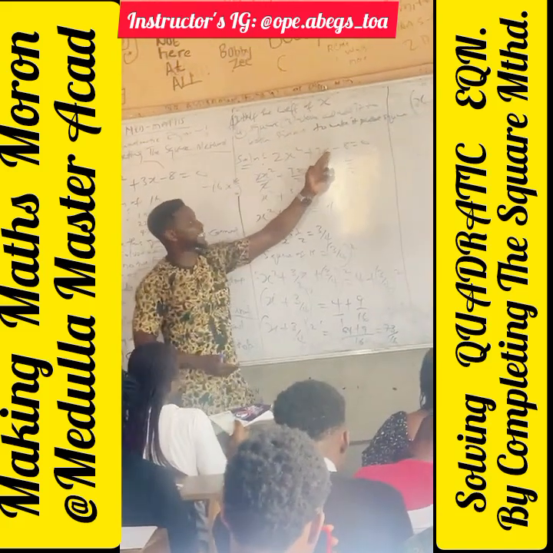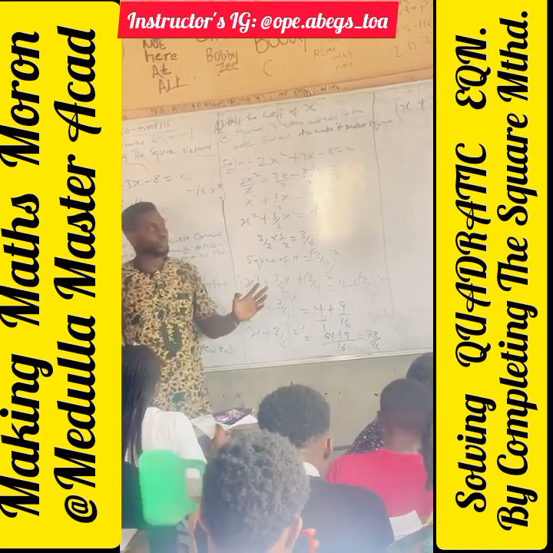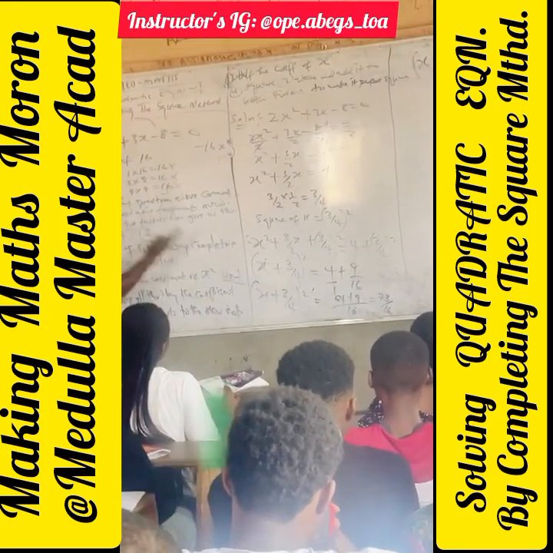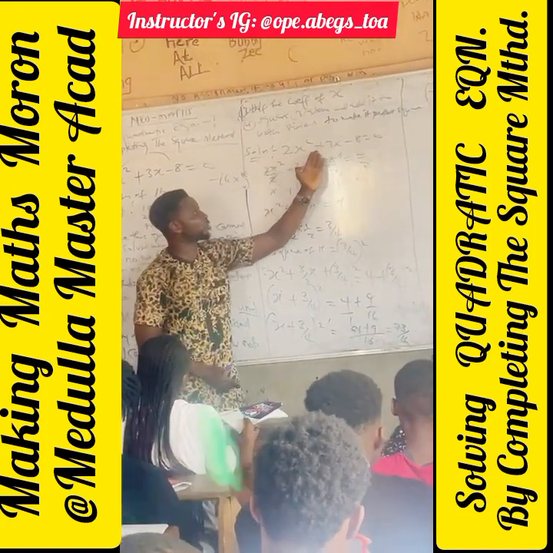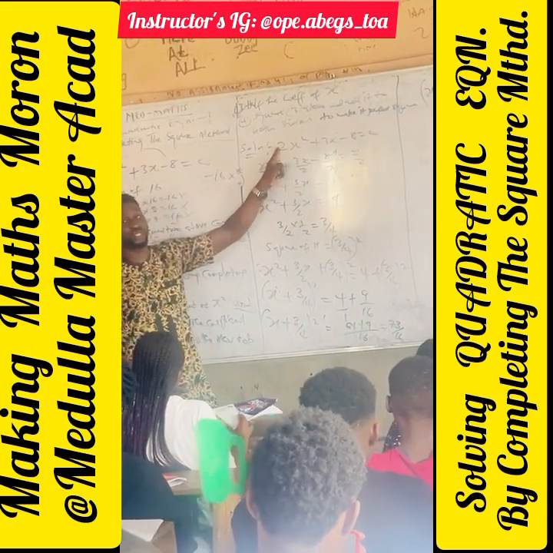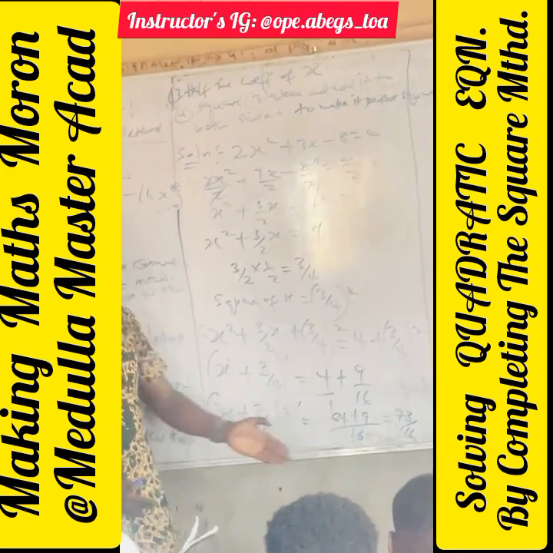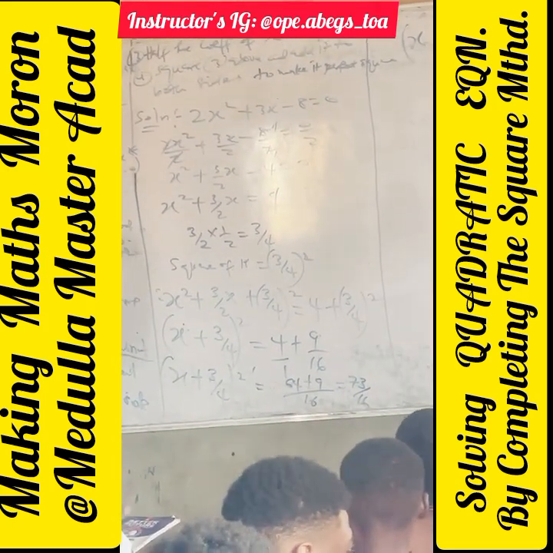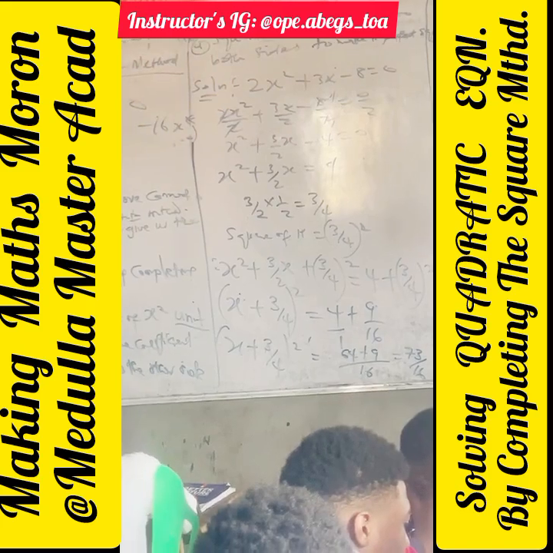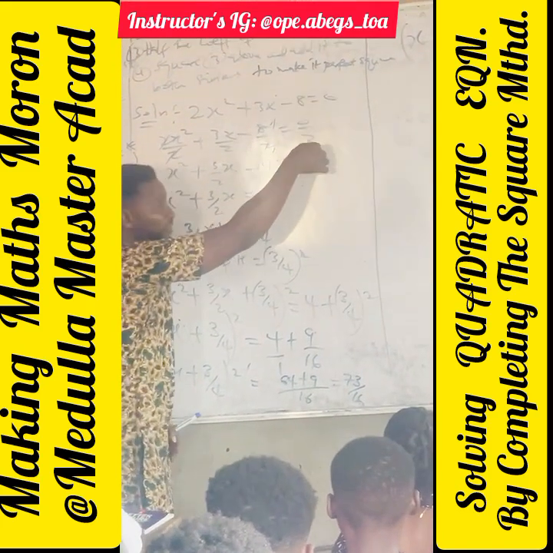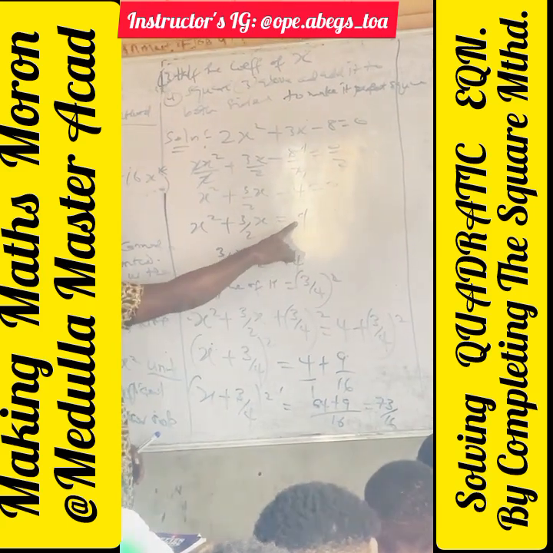2x squared plus 3x minus 8 is equal to 0. First rule, make the coefficient of x squared units by dividing all through by the coefficient of x squared, which is 2. So we did that. The next rule says carry the constant to the other side. So the constant that is left is minus 4. We carry it to the other side, which makes us get plus 4 here.